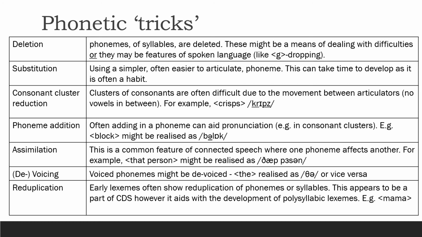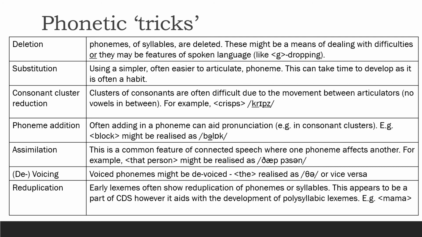And so that just can make it a little bit easier to say than going straight from a b to a l, block. Yeah, so a berlock instead of block. It can be quite tricky to say two consonants together. So there, instead of reducing one of those and deleting one of those consonant phonemes, a phoneme is being added in between them to make it easier to say.